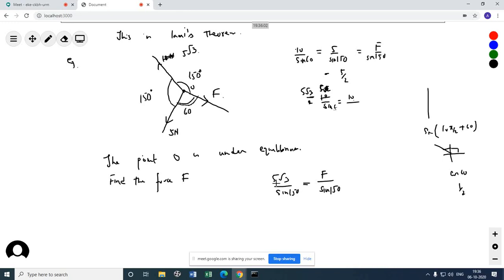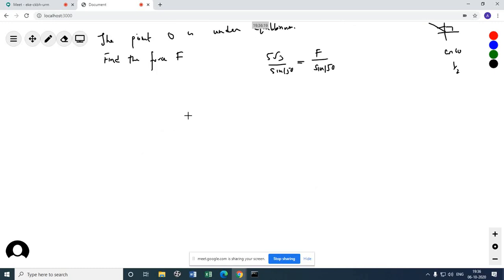Now we can easily solve them. So F will be equal to 5 root 3. Generally in such cases where you are using Lami's theorem, it will not be so easy. This force will not be provided to you. Only the angles will be provided, F1, F2. You can try it. You can see how this law works.